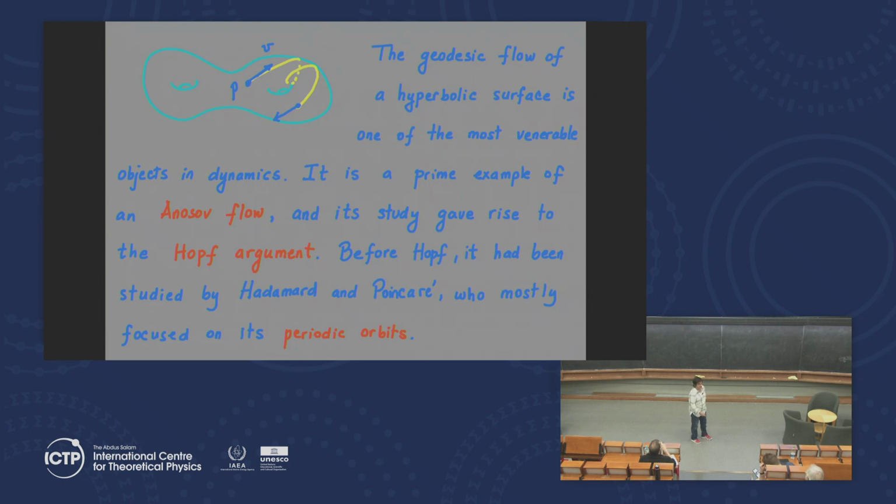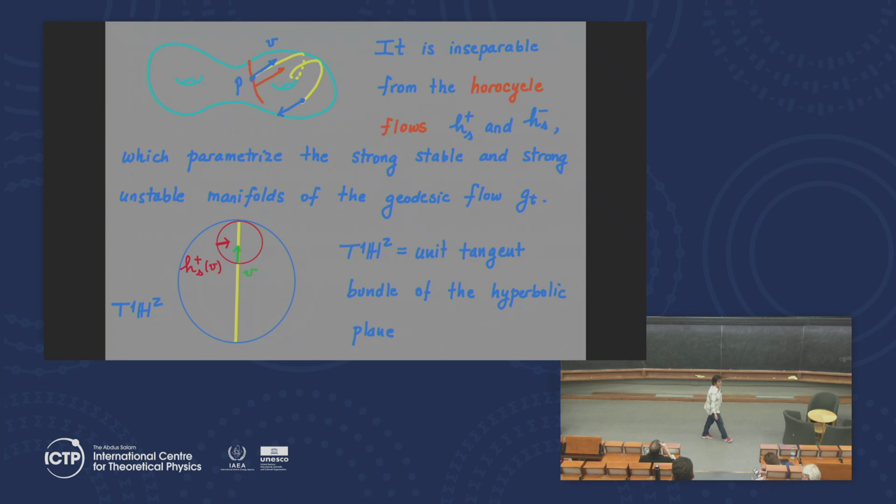It's an Anosov flow, as you probably know. So the study of the geodesic flow in a hyperbolic surface is also the study of the horocycle flow, so you can't have one without the other. The horocycle flows, which I'll call H plus and H minus, parameterize the curves which are tangent to the strong stable and strong unstable distributions for the geodesic flow.